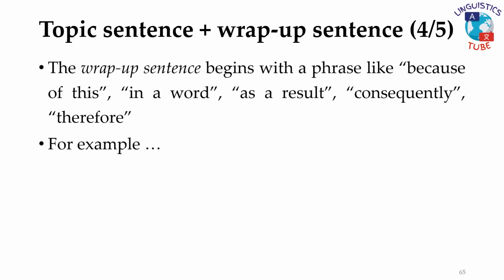To show the reader that the writer has reached the wrap-up sentence, it should begin with a phrase that shows the result of something. For example, because of this, in a word, as a result, consequently, therefore. Do not use the phrases that you would begin the conclusion with, like to conclude or to close this off, because these sound too final and too extreme for a summary of each argument.